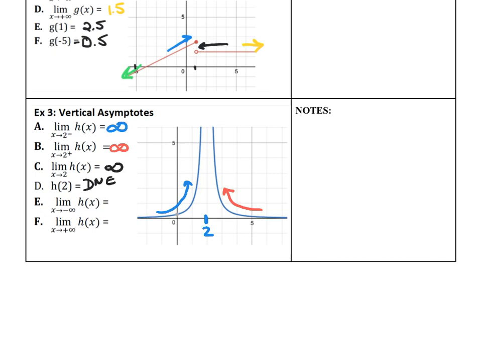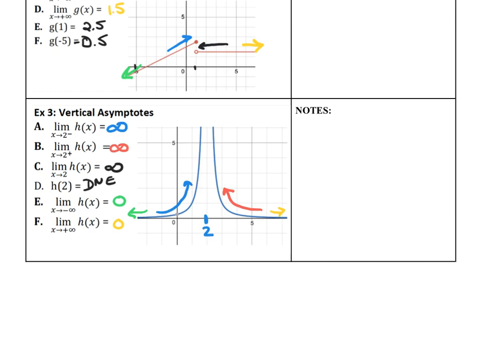All right, and then for E, we want the limit as x approaches negative infinity. So we're headed off in that direction. Looks like it's approaching 0. And the limit as x approaches positive infinity will also be 0.